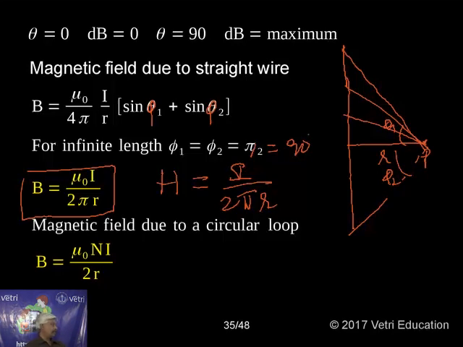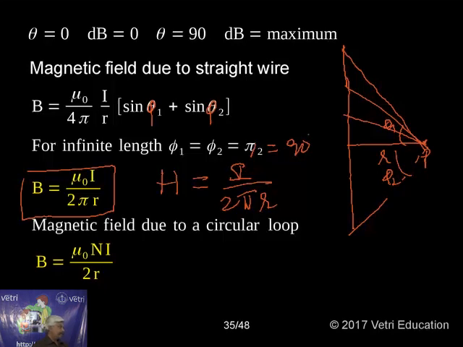Due to a circular loop, not a straight conductor, that may be a circular loop: mu naught capital N I by 2R. So without pi, we can calculate. That is called mu naught N I by 2R. That is for a circular loop, where N is the number of turns, I is the current flowing through the loop, and R is the radius. So without a pi, the answer is for a circular loop.